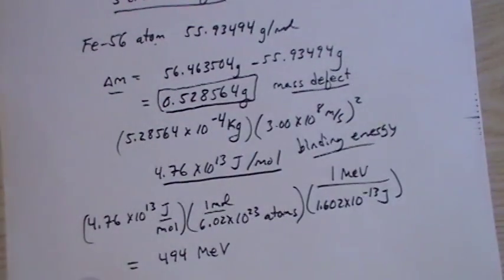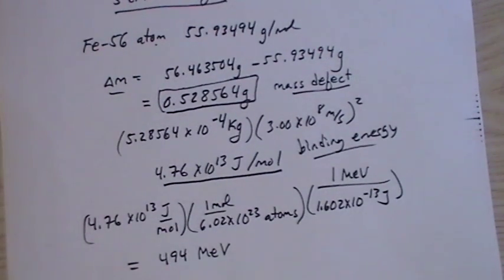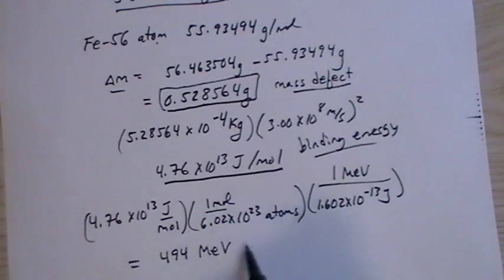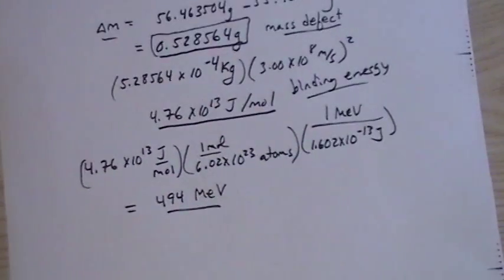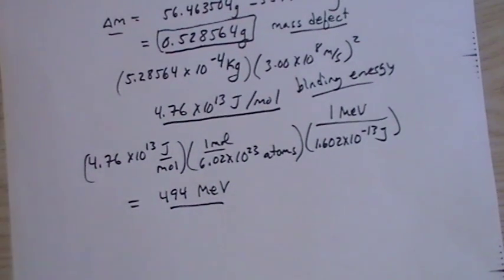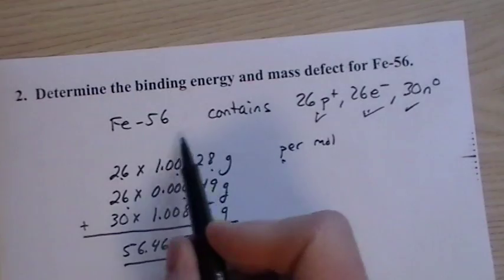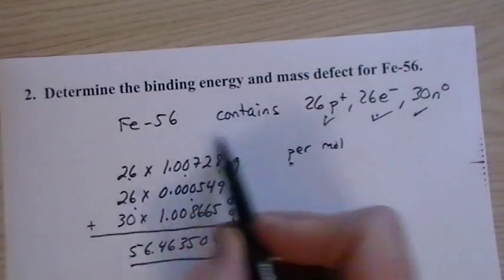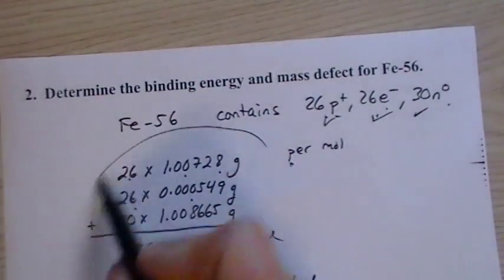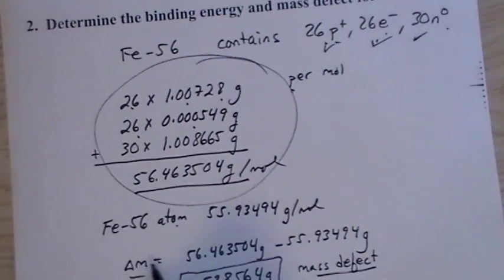I chose the iron 56 atom because that is really the most stable isotope that we're aware of. So you can see this is pretty massive. And then I changed it over to mega electron volts, 494, which is extremely large. So for whatever isotope I give you, you should be able to take it apart into protons, electrons, and neutrons and add up their masses. The mass of the isotope must be in the table so that you can subtract them, and you solve it in that form.